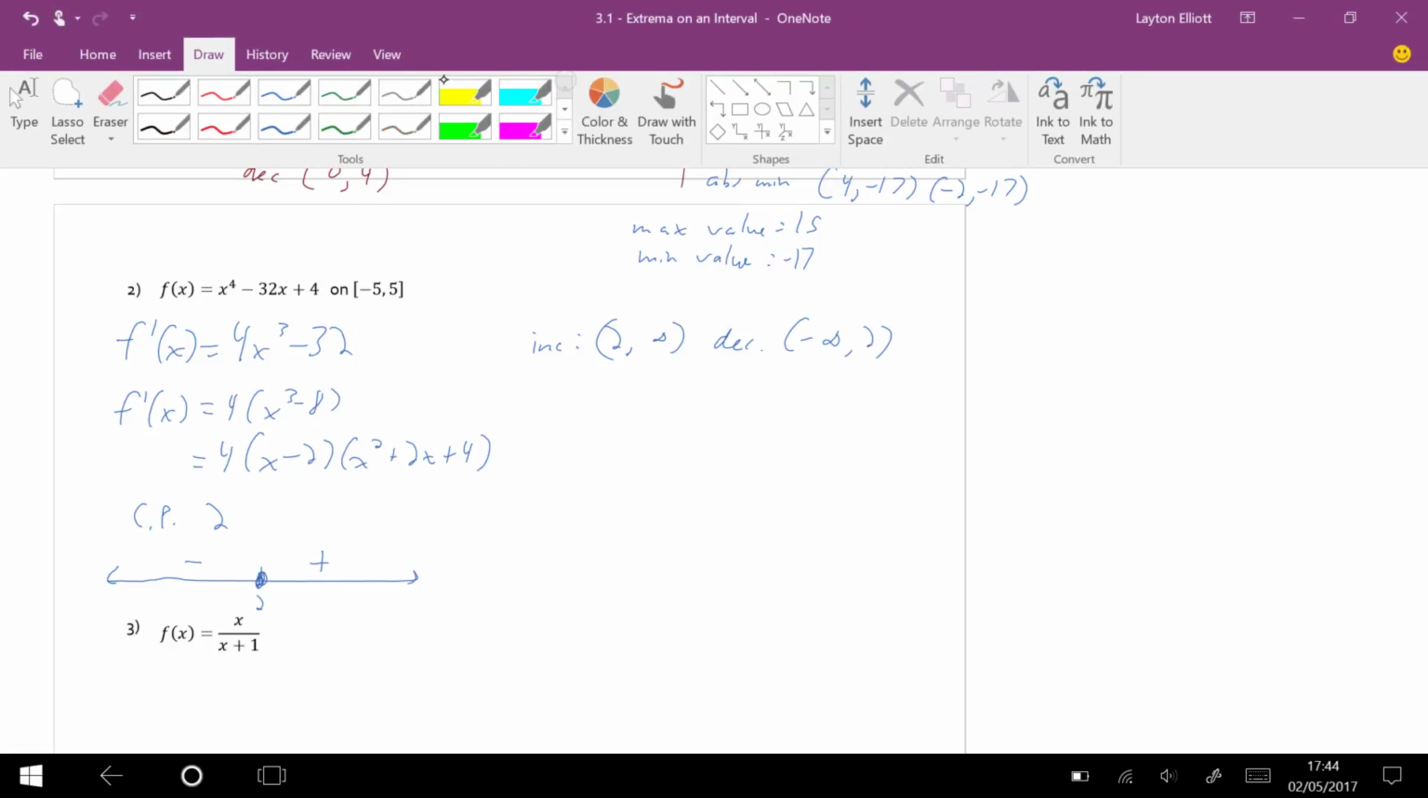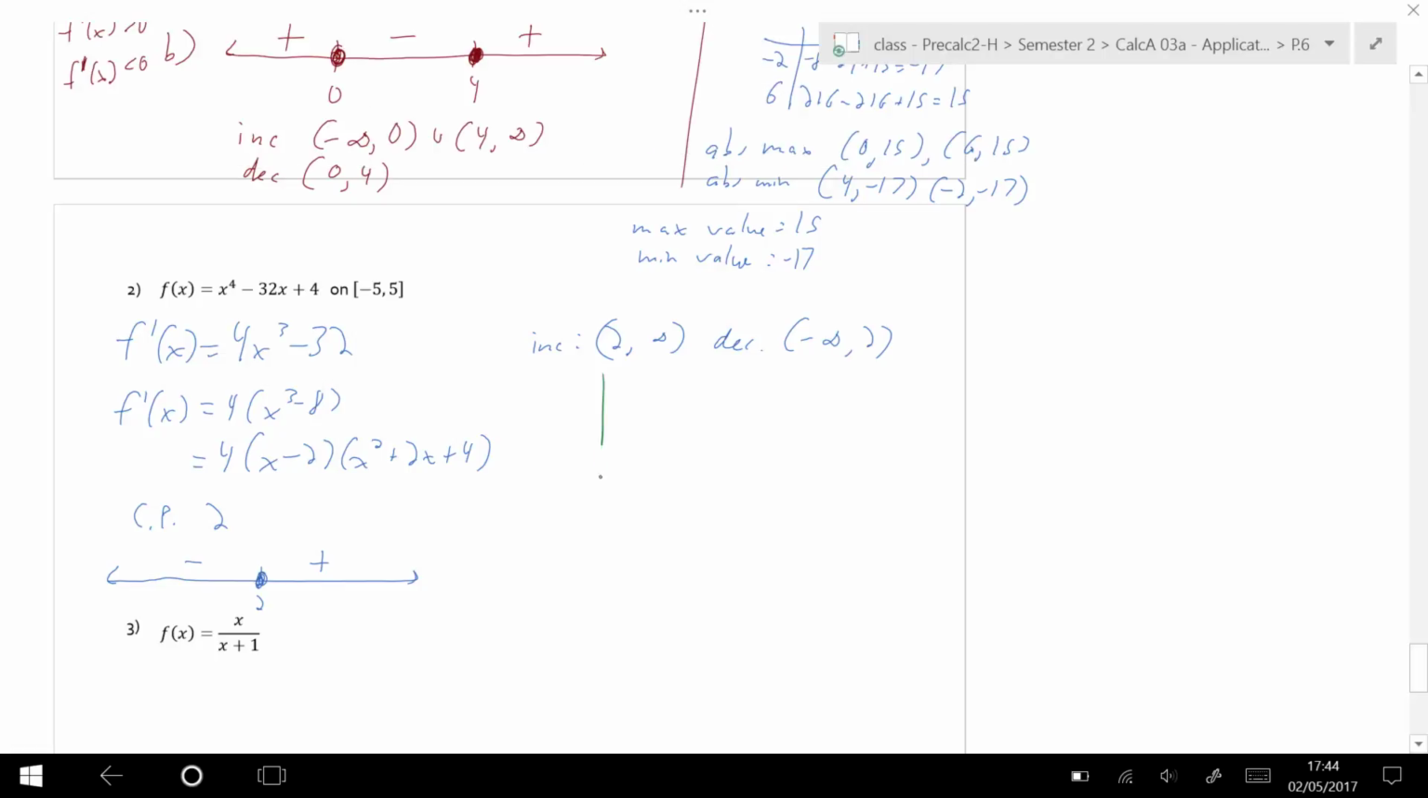Okay. Next, I'm going to test my points. I'm actually going to do this all in one table now. It's going to make more sense that way. So I've got x and f of x, and I'm going to test 2. I'm going to test -5, and I'm going to test +5. Those last two come because they're endpoints of the interval.